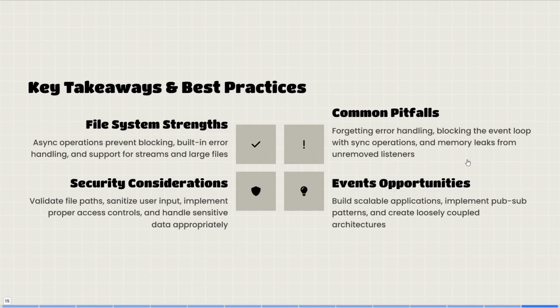The file system module is powerful but must be used carefully with asynchronous methods. These are the key takeaways and best practices, and security is very important. File paths should be validated and user input sanitized. Common mistakes include blocking the event loop and forgetting error handling. The event module enables scalable, loosely coupled applications, making Node.js suitable for real-time and high performance systems.